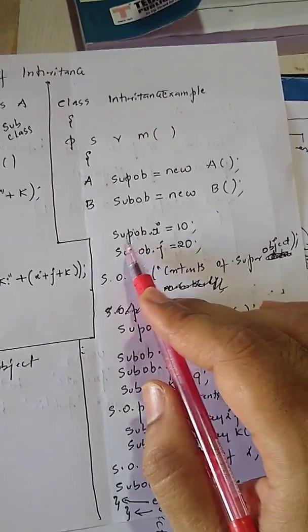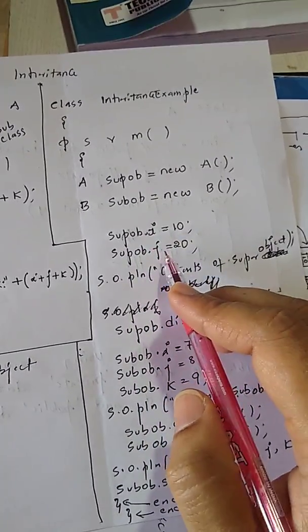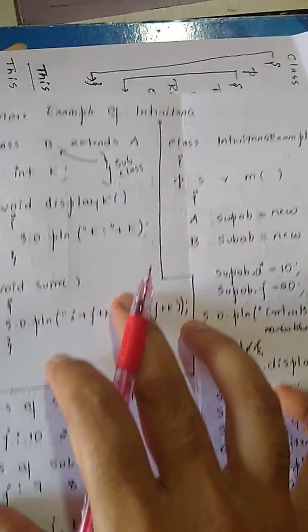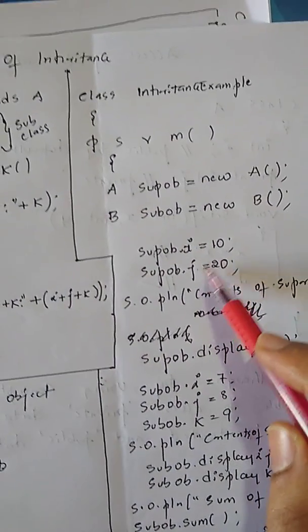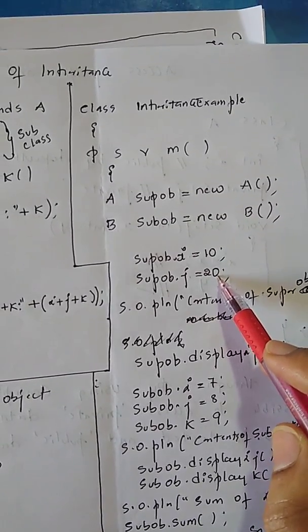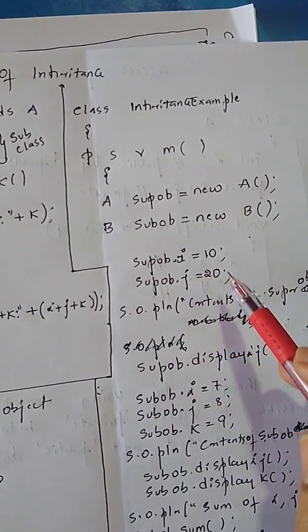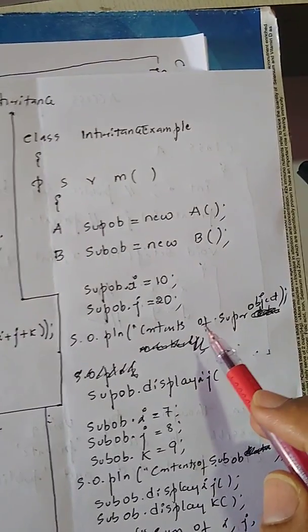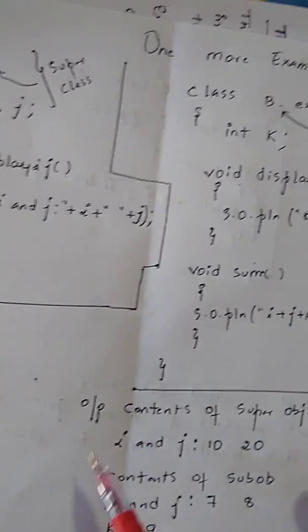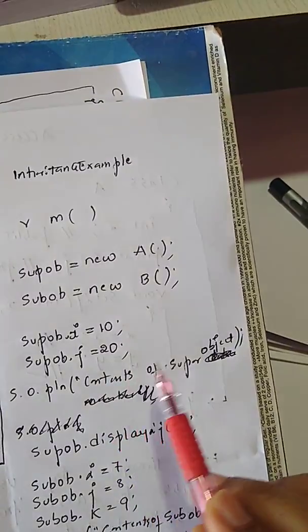Using the super object, I can access all the data members of class A. We have two data members, that is i and j, so I can access those. Because by default they are public, we can access them without any problem. So I'm accessing i and j, and I'm assigning 10 and 20. Now i has the value 10 and j has the value 20. Next I'm using one System.out.println, contents of super object. So you'll get the output in this way, contents of super object. Whatever is written will be displayed.